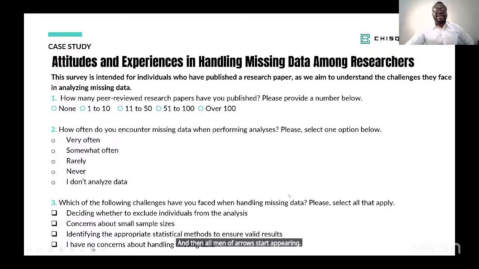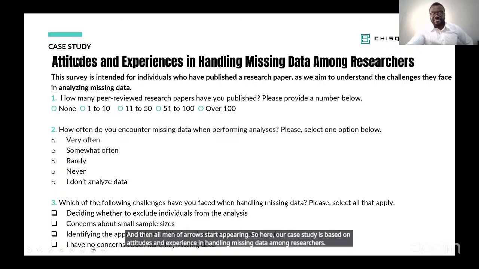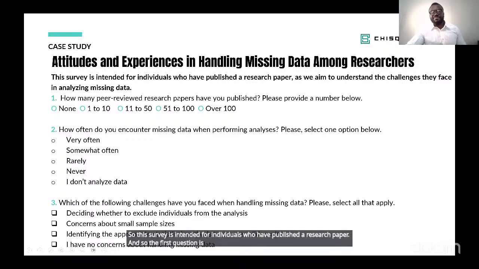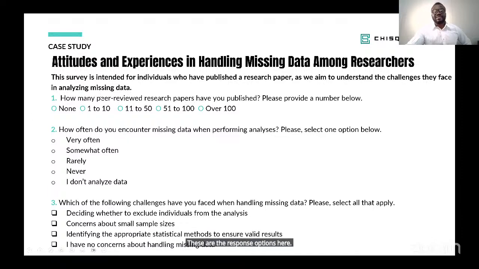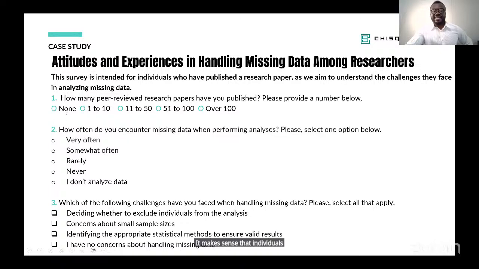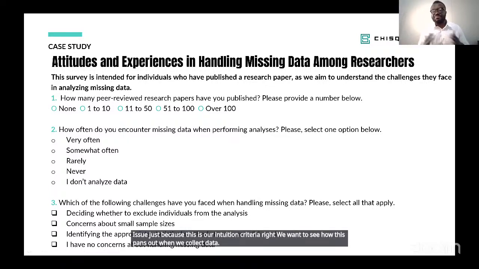So here, our case study is based on attitudes and experiences in handling missing data among researchers. This survey is intended for individuals who have published a research paper. And so the first question is, how many peer-reviewed research papers have you published, right? These are the response options here. Now, since the target population is individuals who have published a paper, it makes sense that individuals who have said none should be skipped from taking the survey, because this is our inclusion criteria, right? We want to see how this pans out when we collect data and how we manage those things.